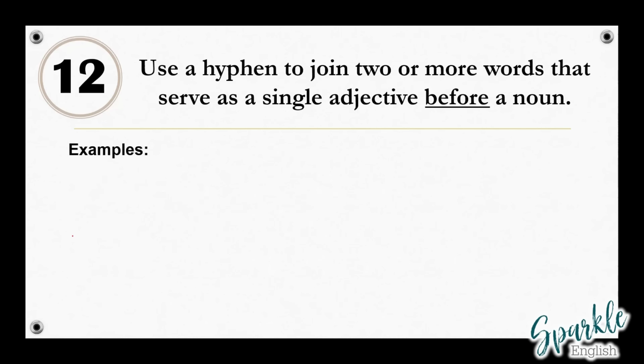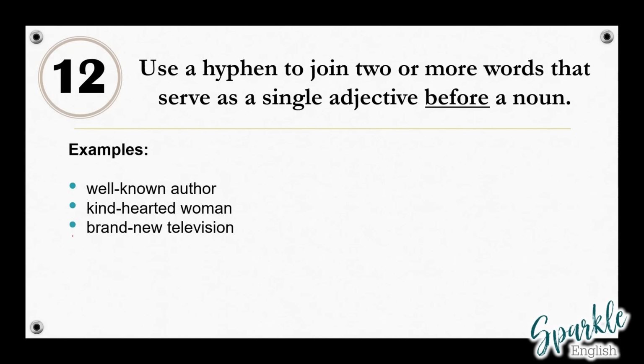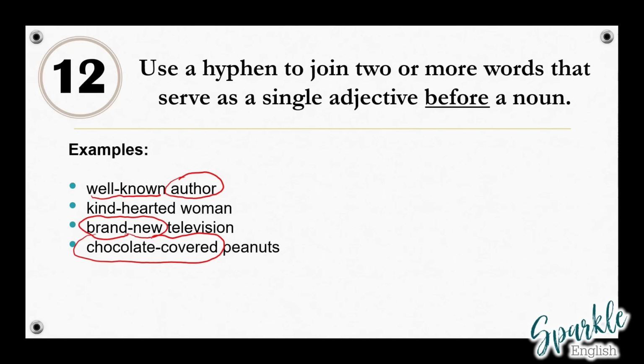Rule number 12. Use a hyphen to join 2 or more words that serve as a single adjective before a noun. Examples: well-known author, kind-hearted woman, brand-new television, chocolate-covered peanuts. So we're trying to make an adjective combining these 2 words, and this here is a noun. For example, brand new, we need both of these words, we need to combine them both to make an adjective. Same with chocolate-covered. These are combined. We're making an adjective with 2 words. So we're going to add a hyphen to join these words before a noun.